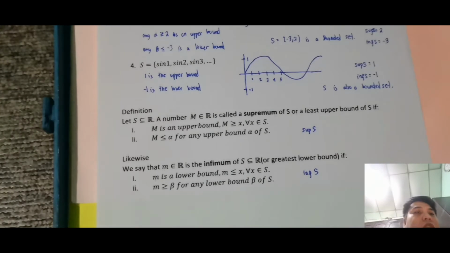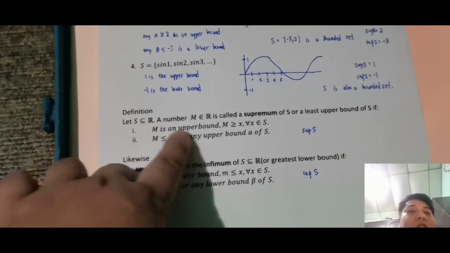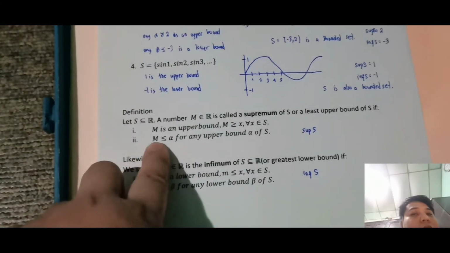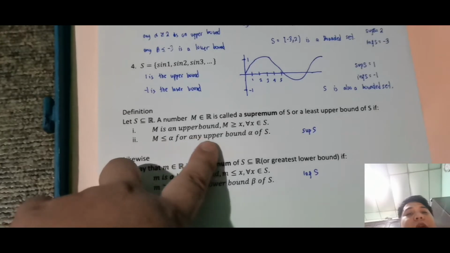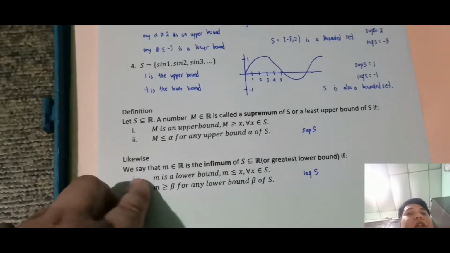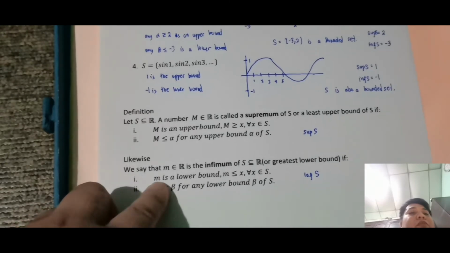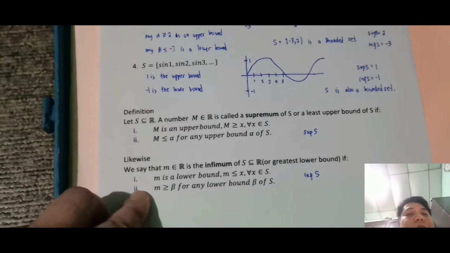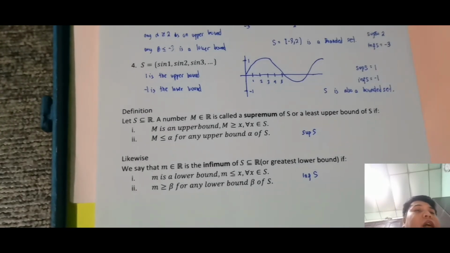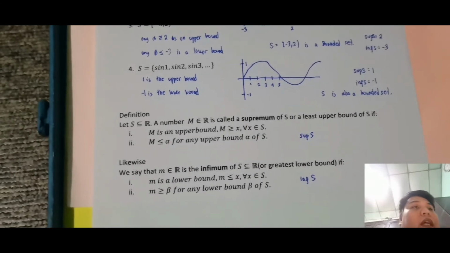Okay, tandaan lang yung idea. So ito yung definition ni supremum. Ulitin mo lang ha. So condition 1, M is an upper bound. Number 2, M is less than or equal to alpha for any upper bound alpha of S. So meaning siya yung pinakamaliit na upper bound. Next, si infimum, una, M is a lower bound. Then number 2, M is greater than or equal to beta for any lower bound. So mas mataas naman sa lahat ng mga lower bound. Okay, so tandaan yan.